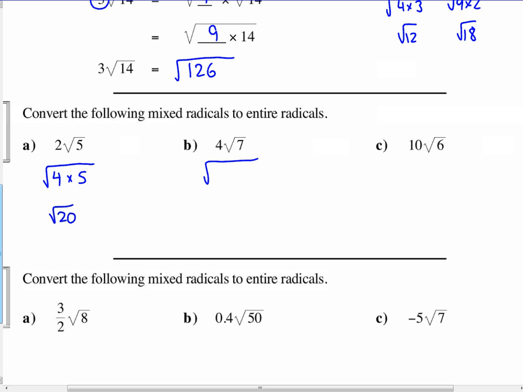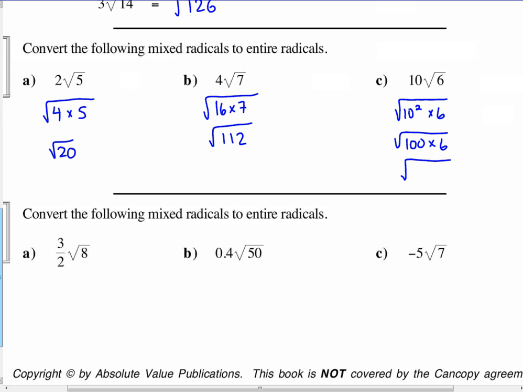To bring 4 inside, what am I going to do with it? Square it. So what is 4 squared? 16 times 7. 112. Okay. So to bring 10 inside, square it. So we're squaring the 10 and then multiplying it by 6. So 100 times 6. 600. Okay.